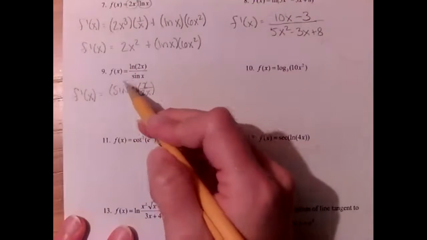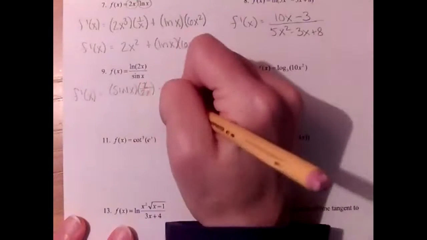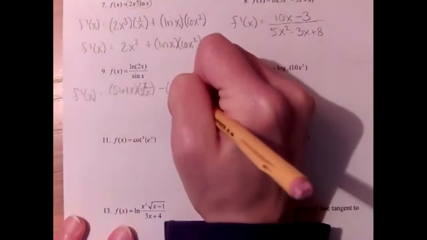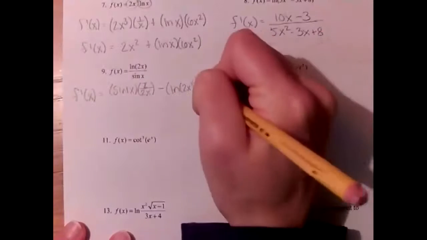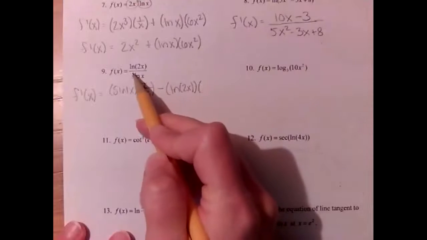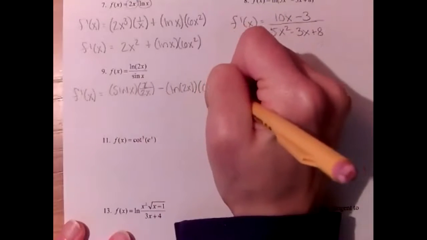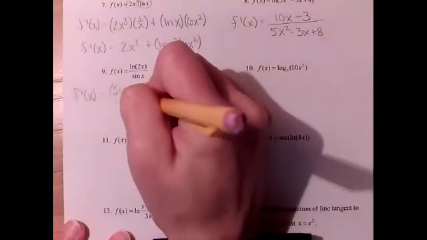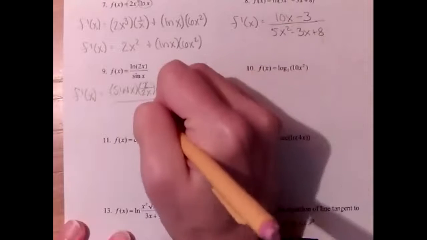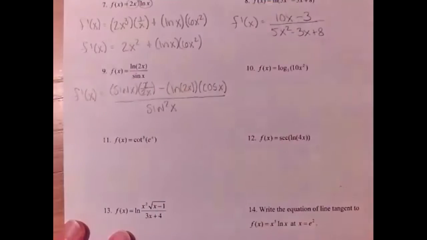So that's denominator, derivative of the numerator, minus the numerator times derivative of the denominator. And derivative of sine is cosine. And then it is over denominator squared.